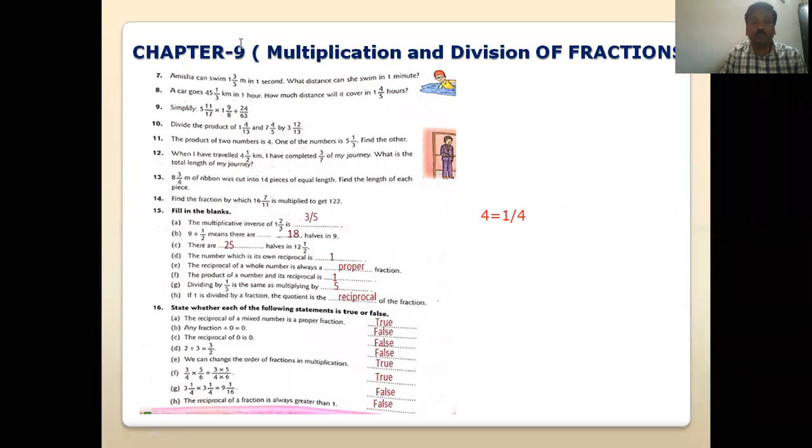And now in the same way, the product of a number and its reciprocal is 1. And dividing by 1 by 5 is the same as multiplying by 5. If 1 is divided by a fraction, the quotient is the reciprocal of the fraction. This is the answer to the question. And now this type of true and false is based on the properties which you have already learned in this chapter.